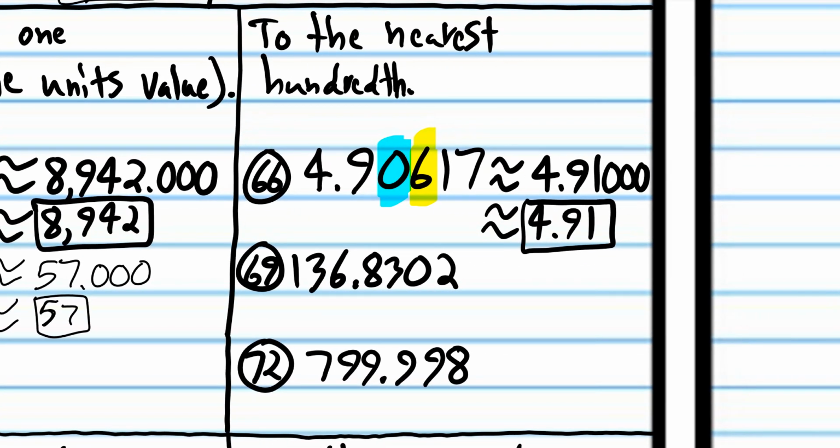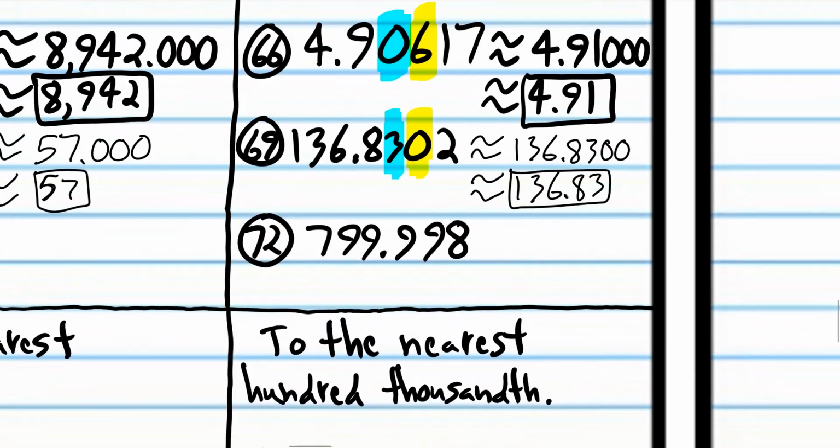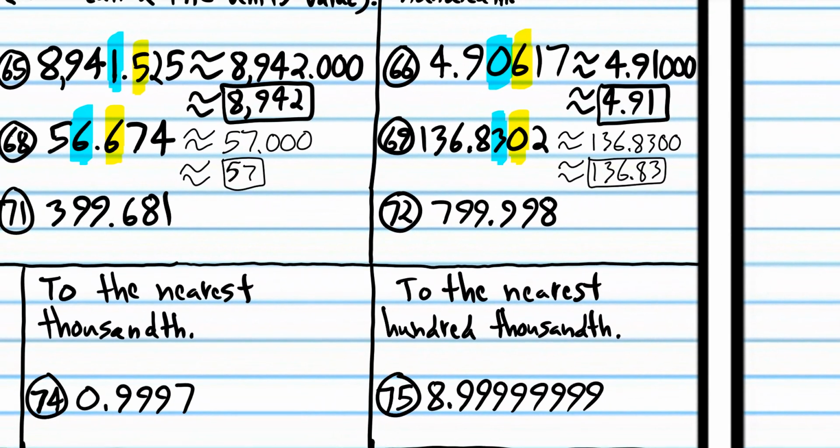All right, 69, attempt that problem, and when you're done, we'll come back and do it together. All right, the hundredth place is here. The 0 tells us to round down, so we keep the blue number the way it is. We don't change the blue number at all. But the other numbers become 0, the numbers to the right. And of course, you can just make those disappear because they're to the right of the decimal and they're ending 0. So if you got 136.83, good job.